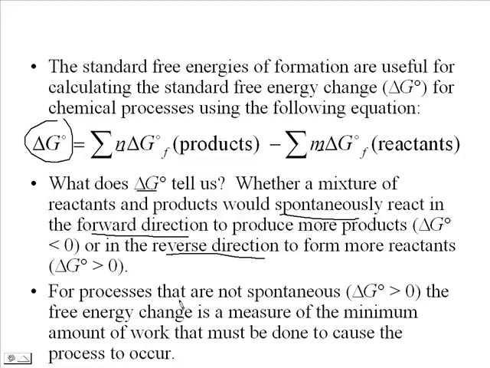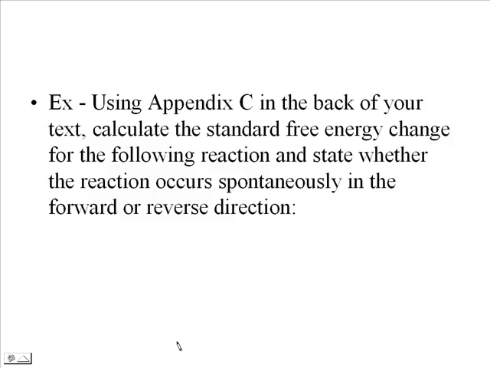Now the nice thing is when processes are not spontaneous, so when you find your value for delta G and delta G is a positive value, it tells you how much work must be done for that process to occur in the forward direction. So whatever your value is for delta G when it's positive is also telling you how much work must be done for it to occur spontaneously in that forward direction.